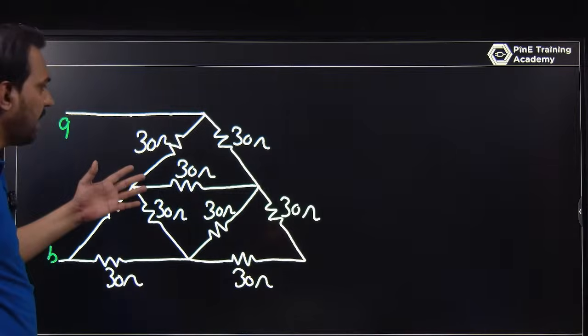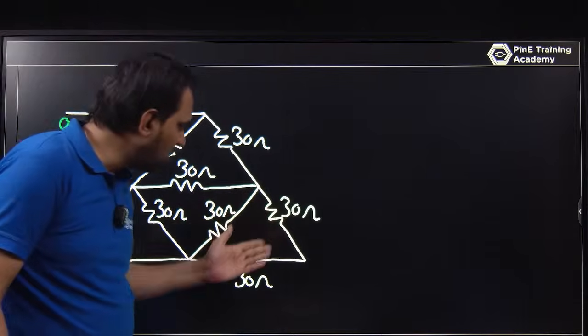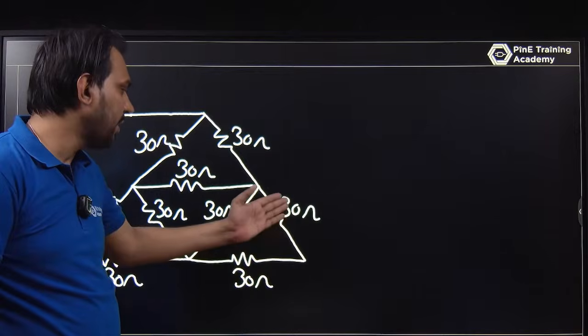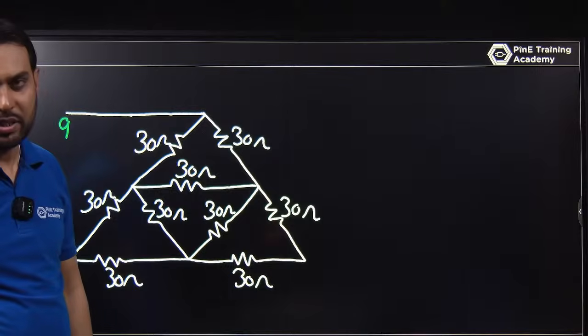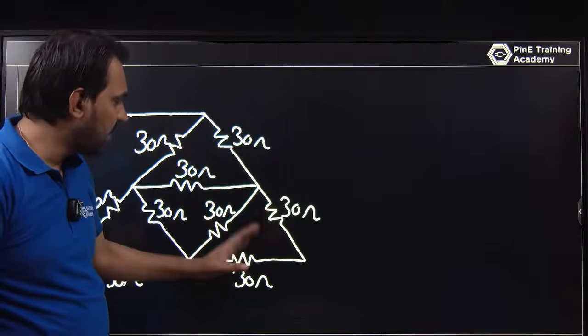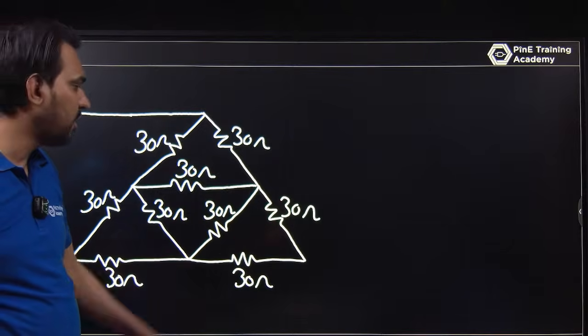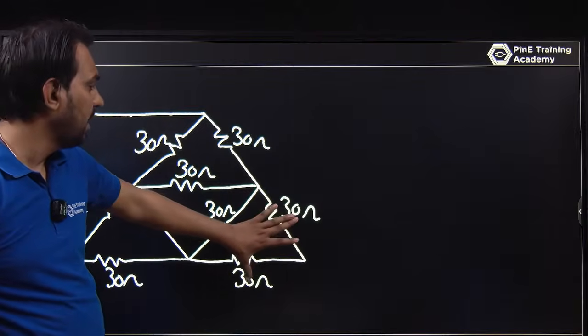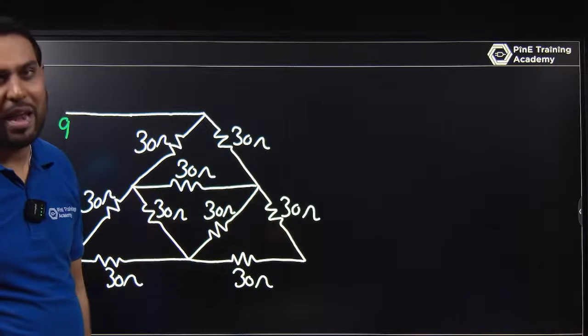If you look at this circuit, this 30 ohm and this 30 ohm are in series. In one line, you can say that these two 30 ohm resistors are in series, so this 30 and this 30 become a series and make a 60 ohm. Then this 60 and this 30 will be in parallel.